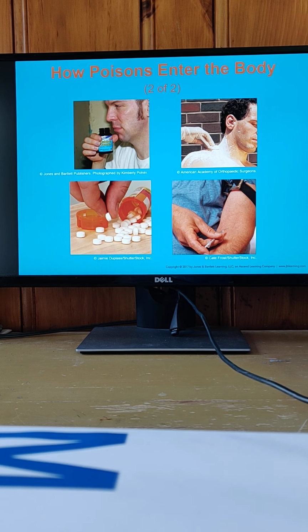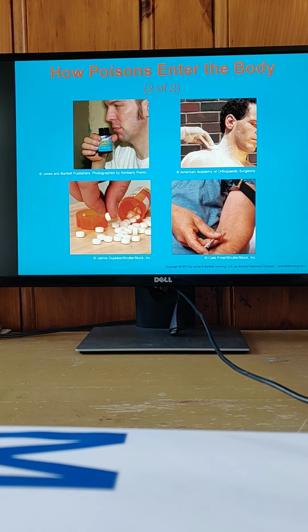Okay. Bottom left-hand corner, you see a picture of somebody taking pills. They could be overdosing themselves on medication. The one on the right, injection. They're injecting the medication into them. And then the one up right-hand corner is absorption. The guy has a chemical on his skin.